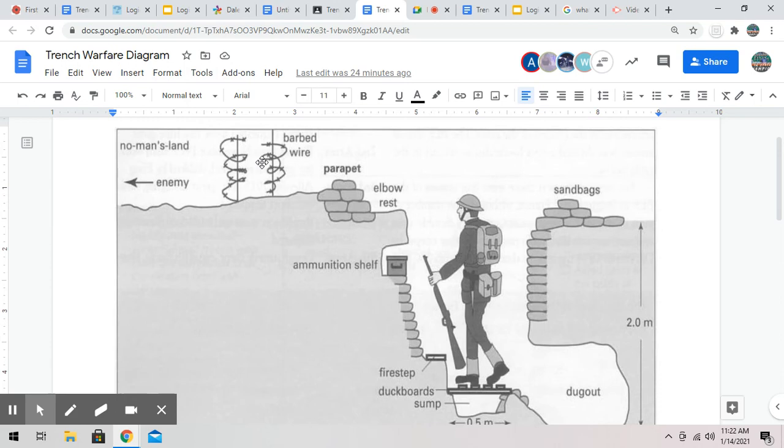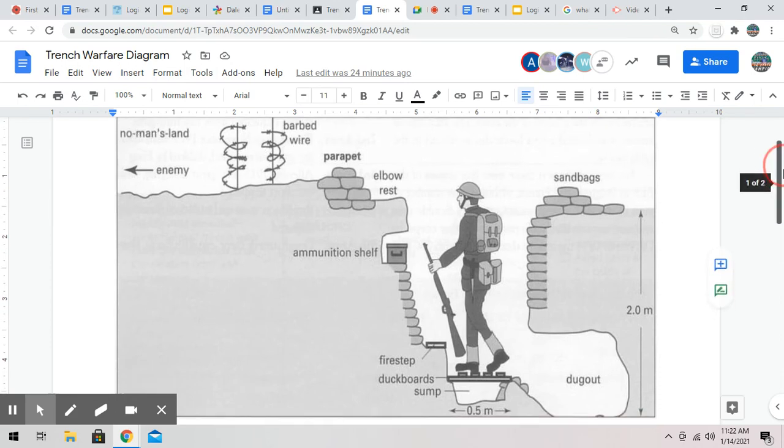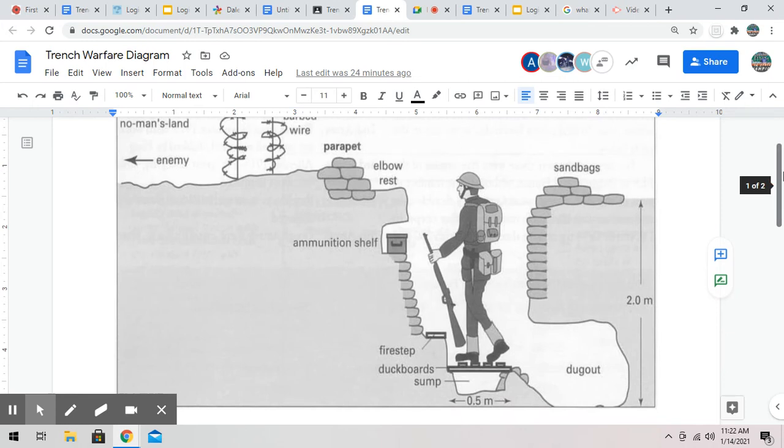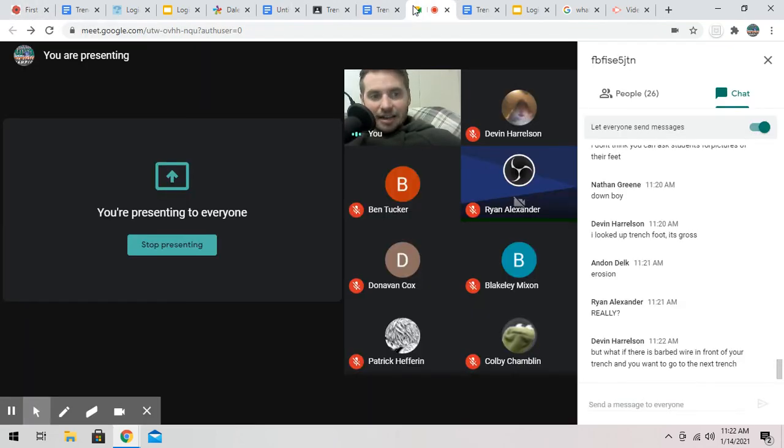All right. So the last term that you guys need to understand is no man's land. No man's land is that space between enemy trenches. So let's say this is our trench. Across from us is the enemy trench. All of that area in between is no man's land. Why do you guys think it's called no man's land?